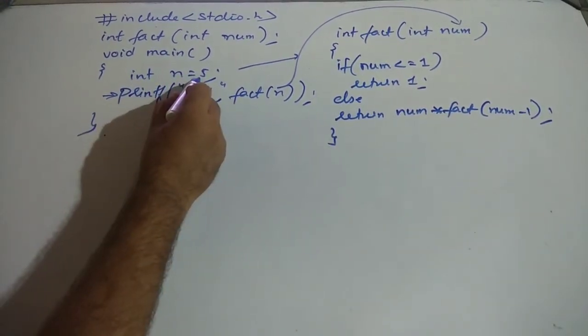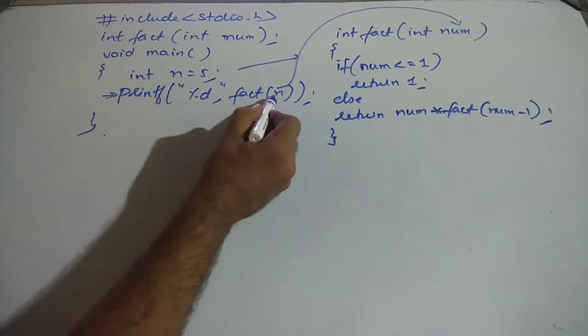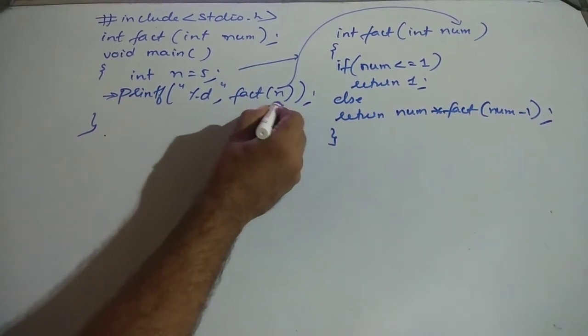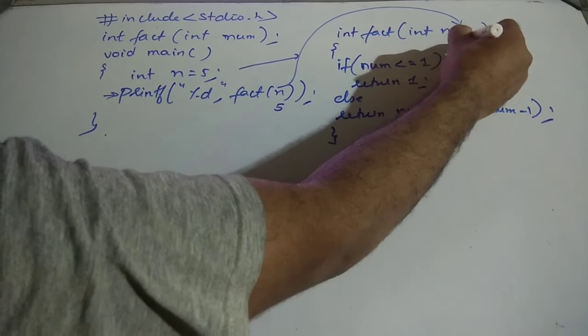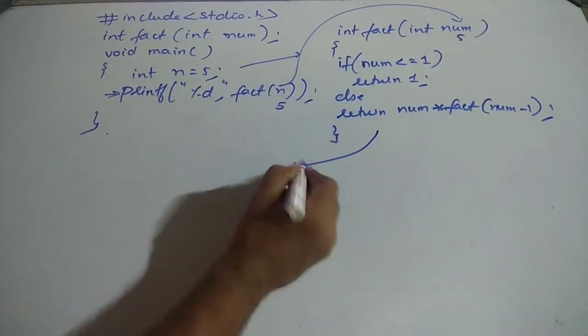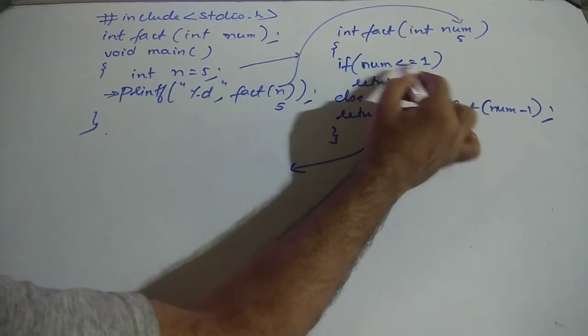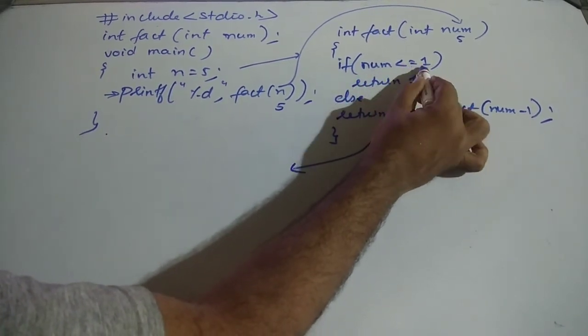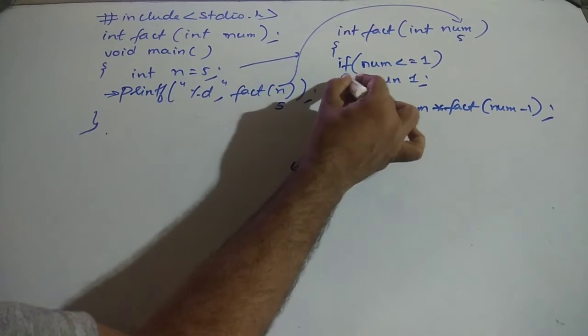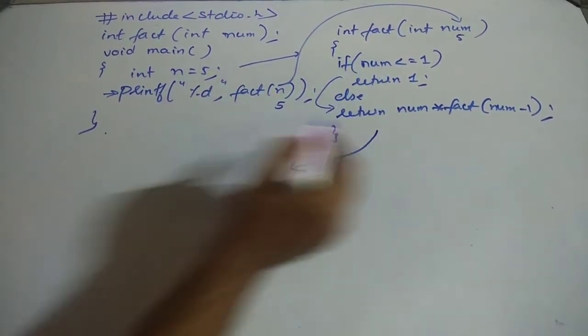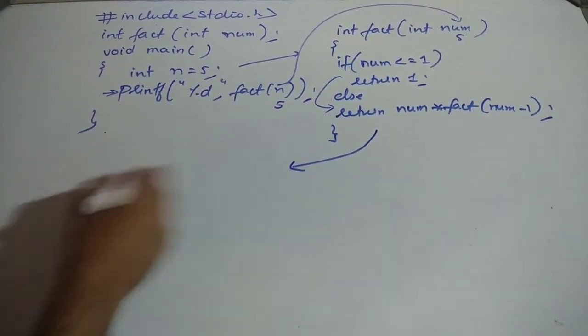Here we have taken n is equal to 5. I am calling the function fact of n. So the value of n, which is 5, is passed to number. So number is 5, and I'll trace here. For number is 5, if number is less than or equal to 1, what is number? 5. Is 5 less than or equal to 1? The condition is false. The control is transferred to the else part. So here I will trace it.